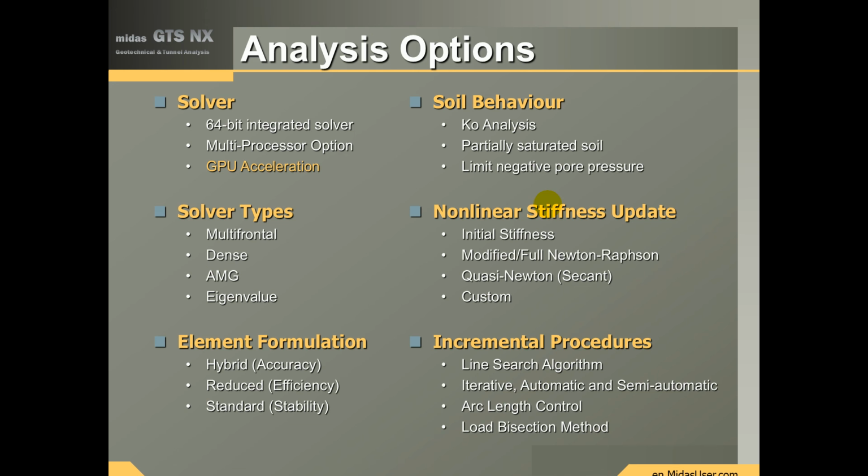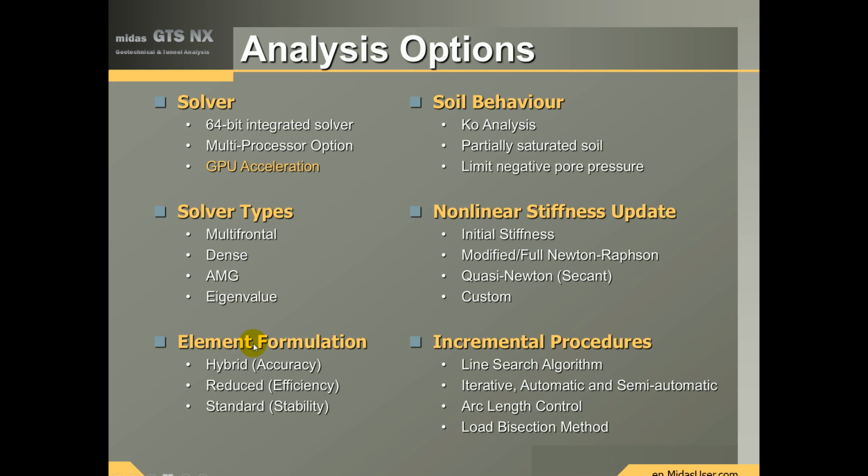Just looking at the different analysis options and the solver, NX has a 64-bit solver to allow for fast analysis runtime for your complex projects. You can also increase the number of processors, so it will take full advantage of those. It can also take advantage of the GPU chip to enhance analysis speed in conjunction with the CPU cores on the computer. So we've got different solver types with multifrontal, dense, AMG and eigenvalue.